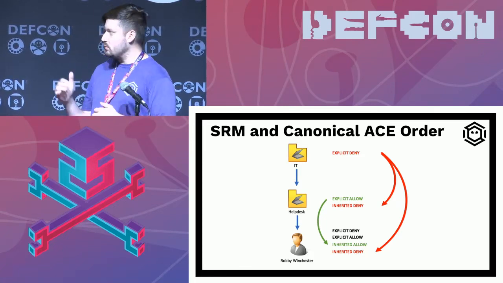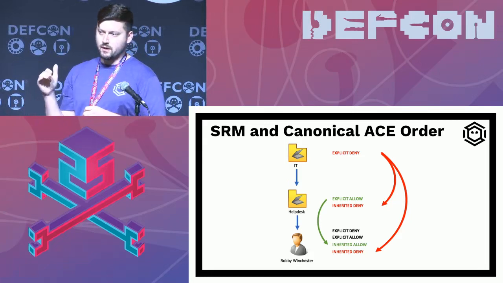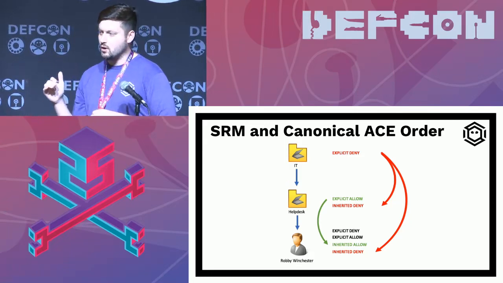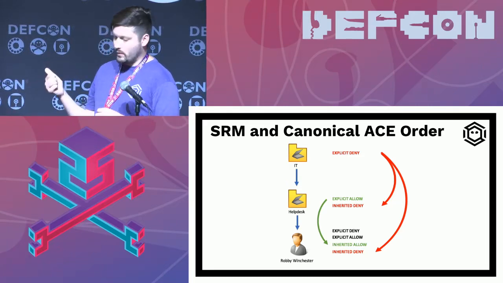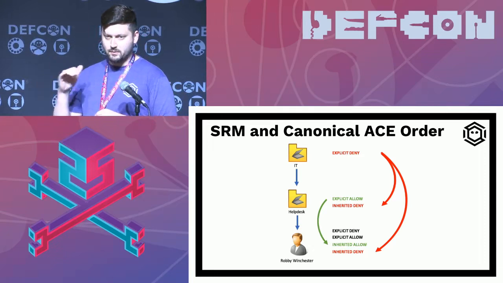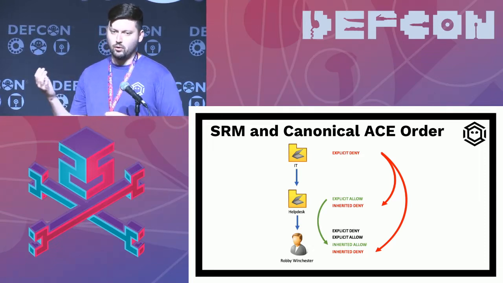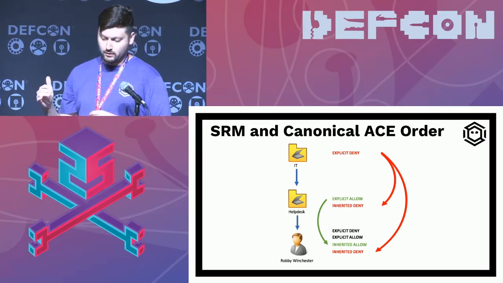The way that we do this is we abuse the fact that explicitly defined ACEs on an object always take precedence over inherited ACEs. So let's look at an example here. We have this OU called IT. And on that OU, I'm going to specify an explicit deny ACE. Let's say it's just for full control. That's going to inherit down to the OU that is contained there called help desk.